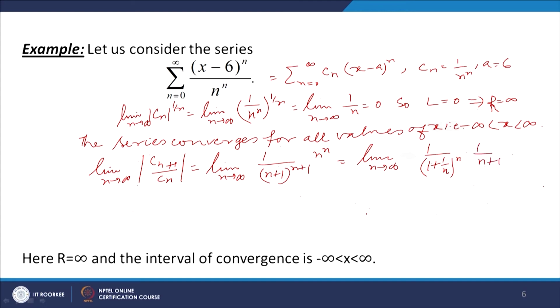So, when we apply the ratio test, we have to find limit n tends to infinity mod of C_(n+1) over C_n, and what we get is n^n over (n+1)^(n+1) as n goes to infinity. You can write it as n^n over (n+1)^n, which is 1 over (1 plus 1 by n)^n into 1 by (n+1). So, as n goes to infinity, 1 over (1 plus 1 by n)^n tends to 1 over e, and 1 over n plus 1 goes to 0. So, this is equal to 0. Okay. So, L is equal to 0, and therefore, R is equal to infinity. The series converges at x equal to 6. So, the series converges for all real values of x.